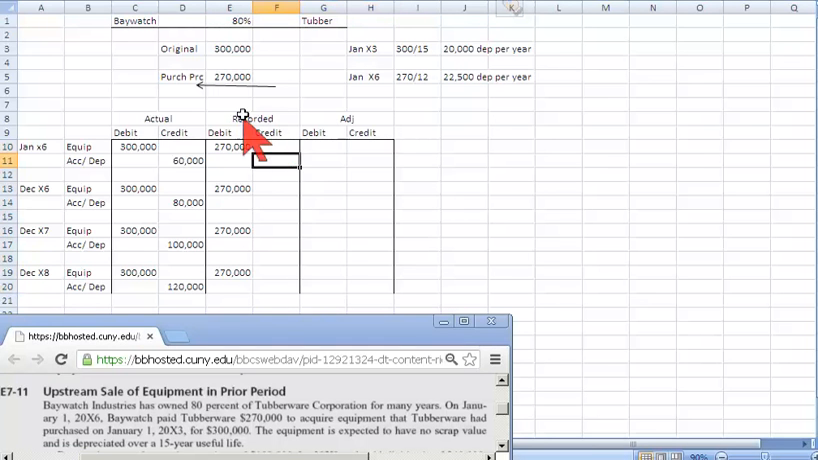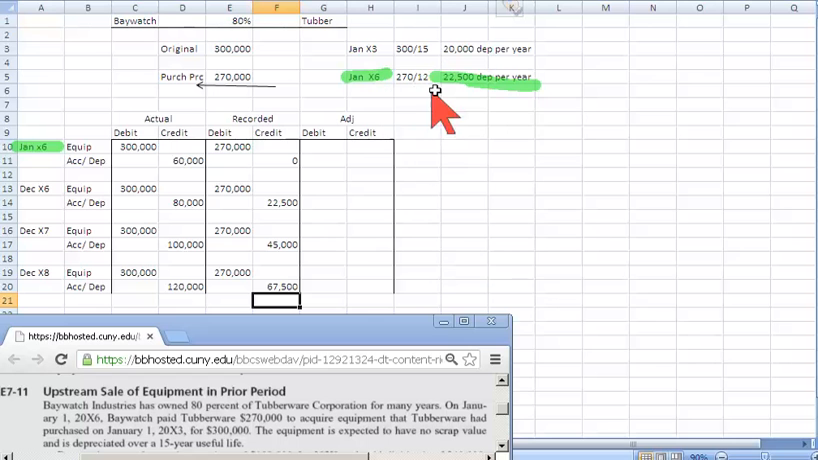And now, the recorded depreciation is being recorded at 22,500 per year. But here it'd be zero because the dates on January '06 and January '06 are the same, and that's when they bought it. So when they bought it, they did not record any depreciation on that day. But 1 year later, they would have recorded 22,500. 2 years later, it would have been 45,000, and 3 years later, it would be 67,500.